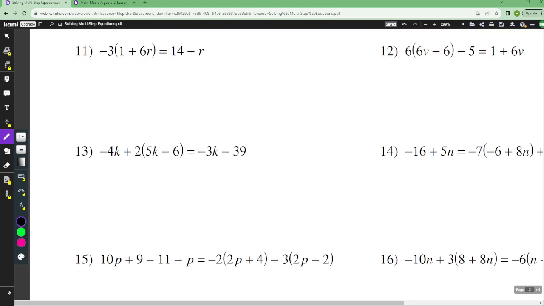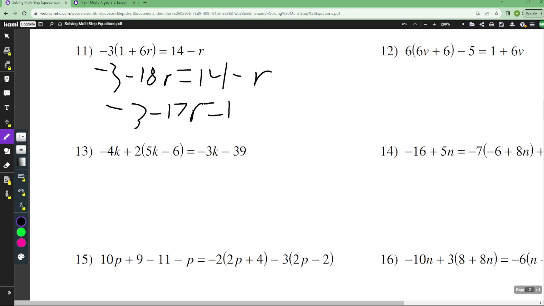Number 11, negative 3 times the quantity of 1 plus 6r equals 14 minus r. Because r is on both sides, we can't really divide negative 3. It won't really help us. So we're going to distribute instead and get negative 3 minus 18r equals 14 minus r. We want r on one side of the equation. I am going to add r. So we'll have negative 3 minus 17r equals 14.